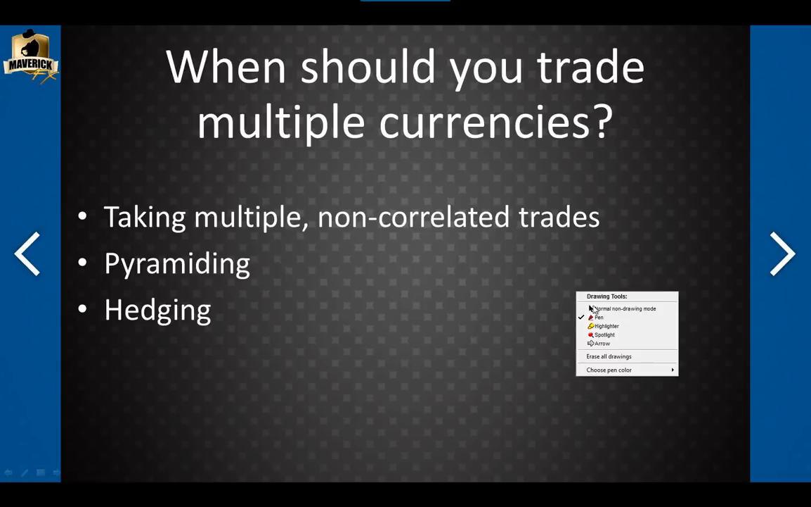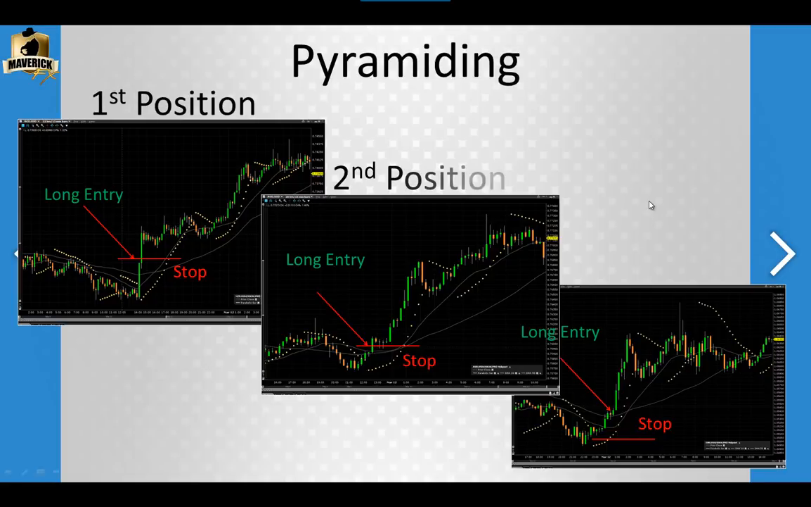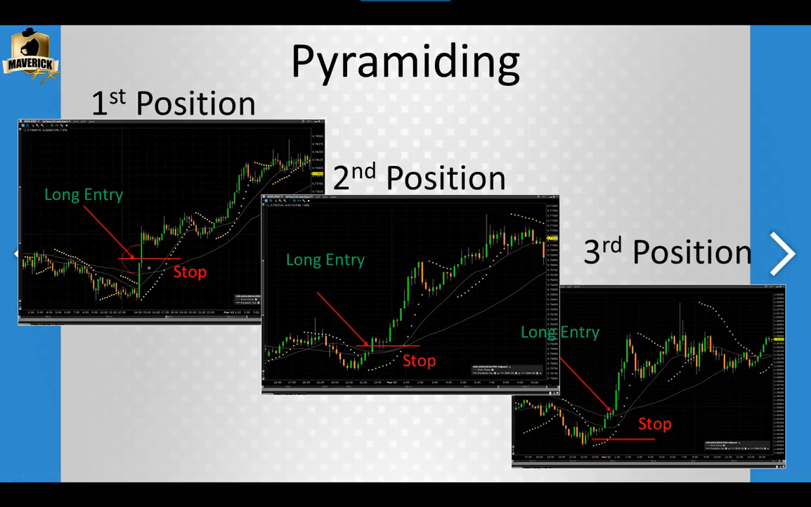The other two times are the ones I actually wanted to spend the most amount of time on. Pyramiding. We actually used this strategy last night. We were looking for dollar reversals, and the dollar reversed. The first position we took was Kiwi dollar. The RBNZ came out with very good news. The Kiwi popped. We took a position.